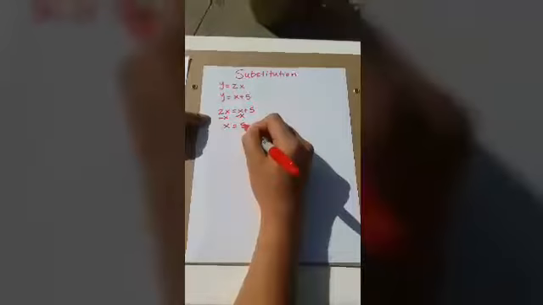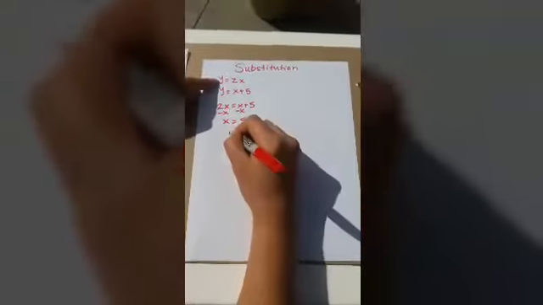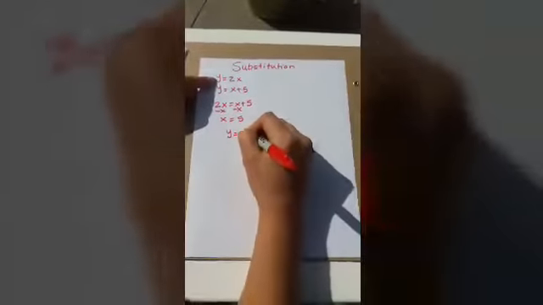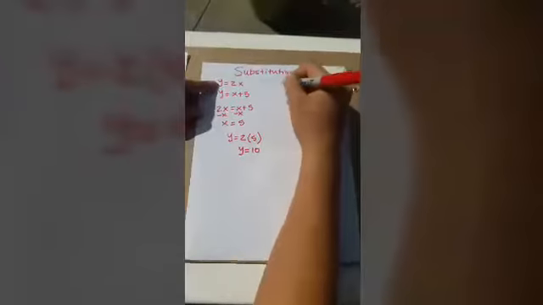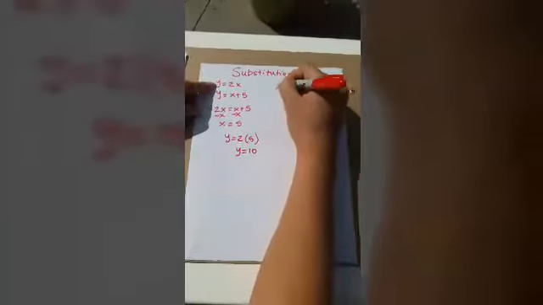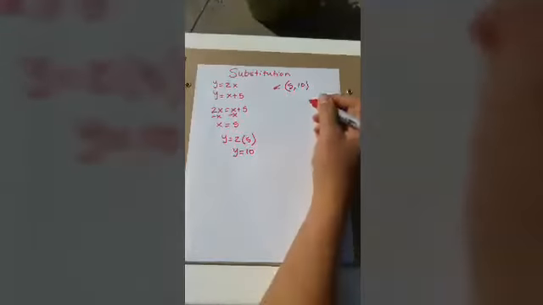So there's my first one. Now I need to find y. So I'm going to take this x and put it into one equation. y equals 2 times 5. y equals 10. So we have 5 and 10 as our coordinates where the two equations cross.